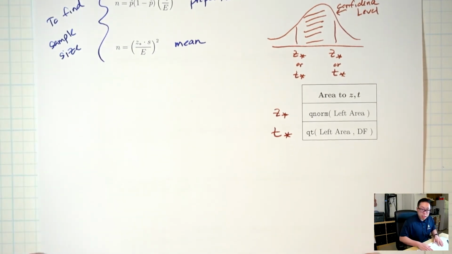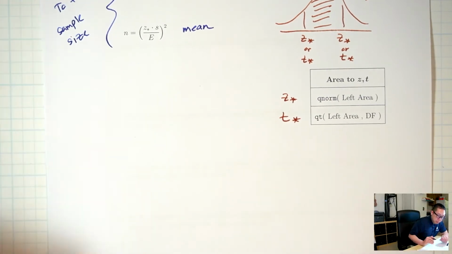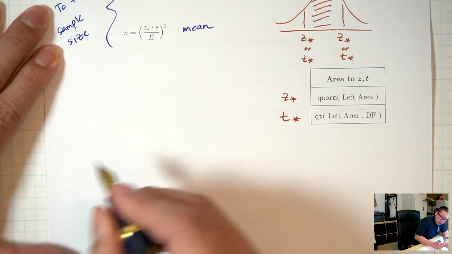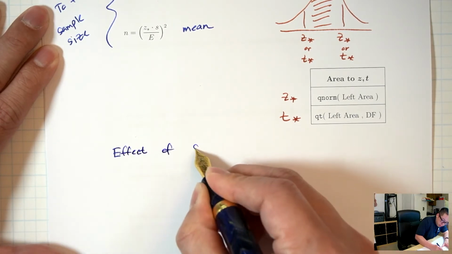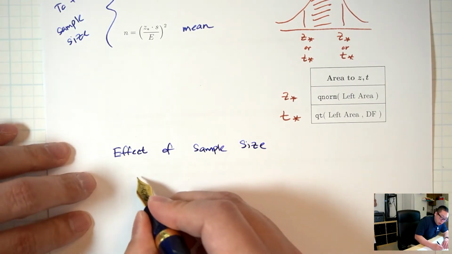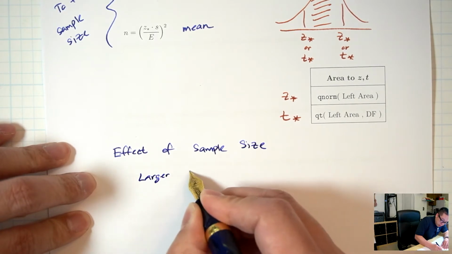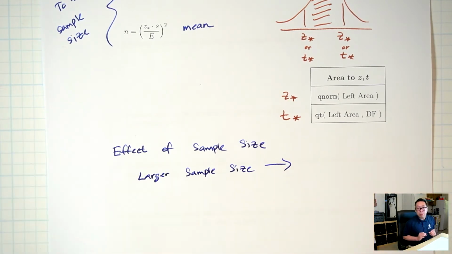And then finally, the last thing I want to put on here, just to be complete, is what happens to the margin of error when you increase or decrease your sample size and when you increase or decrease your confidence level. So effect of sample size. Okay, so if you use a larger sample size, what happens? Larger sample size means the n is bigger.